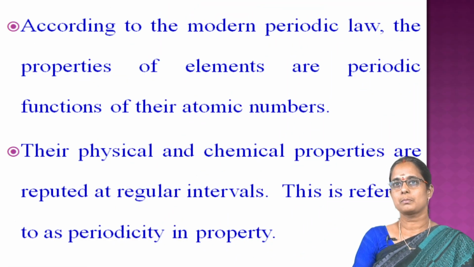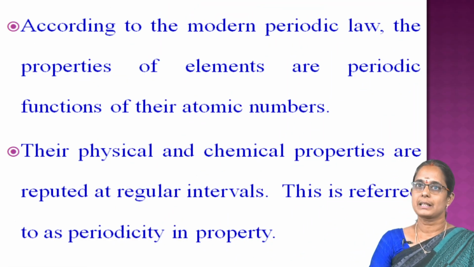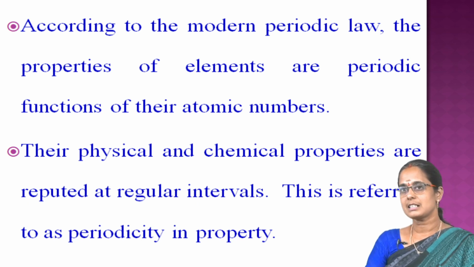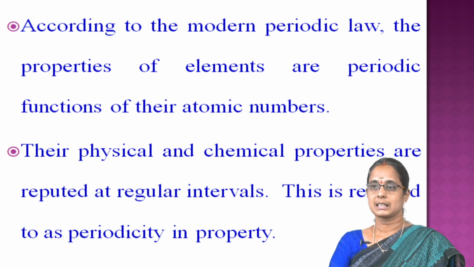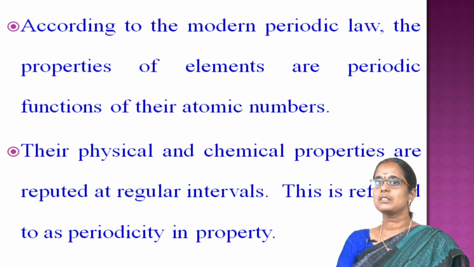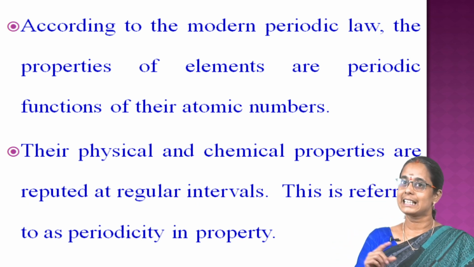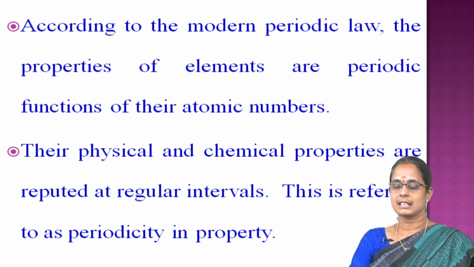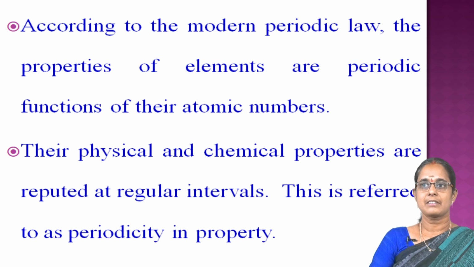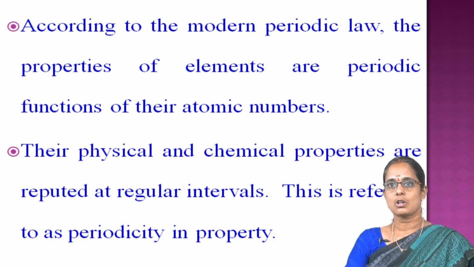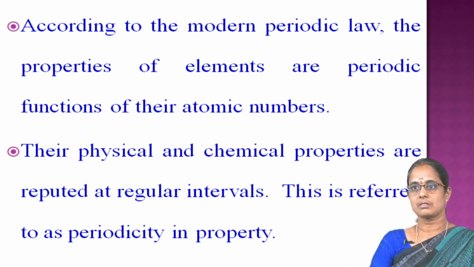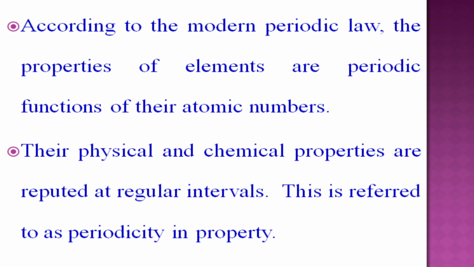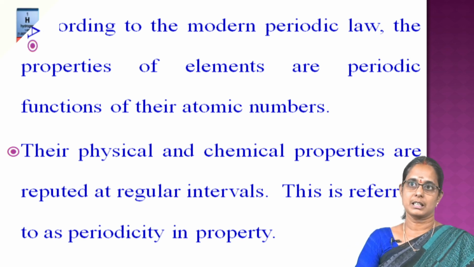In periodic properties, according to the modern periodic law, the properties of elements are periodic functions of their atomic numbers. This means that when elements are arranged in the increasing order of their atomic numbers, there is periodicity in their properties. Their physical and chemical properties are repeated at regular intervals. This is referred to as periodicity in property.